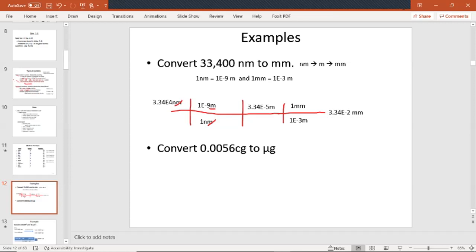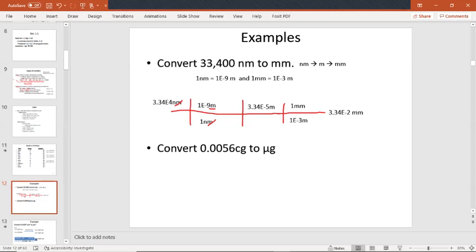So the way we can check our work is nano is smaller than milli. So since nano is smaller than milli, our exponent should decrease. Our exponent's power should decrease when we go from nanometer to millimeter, and that's what it did. So it's 3.34 times 10 to the negative 2.